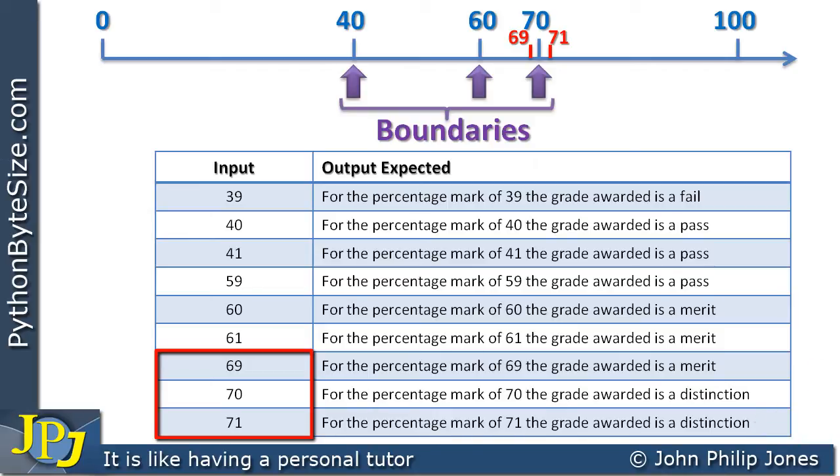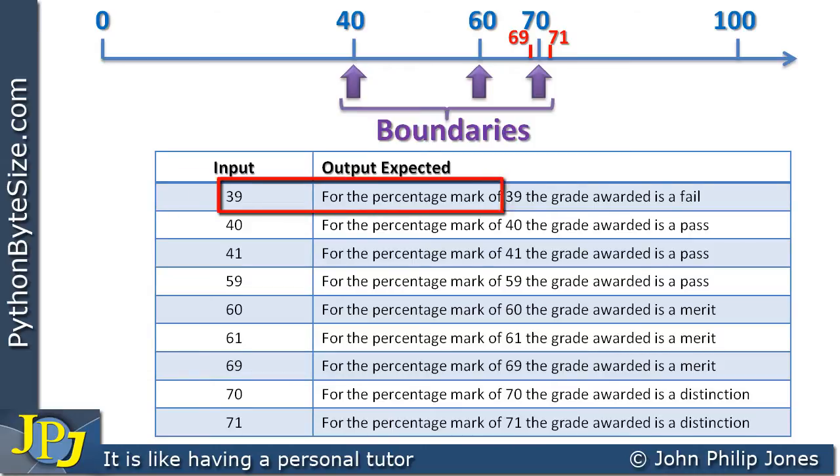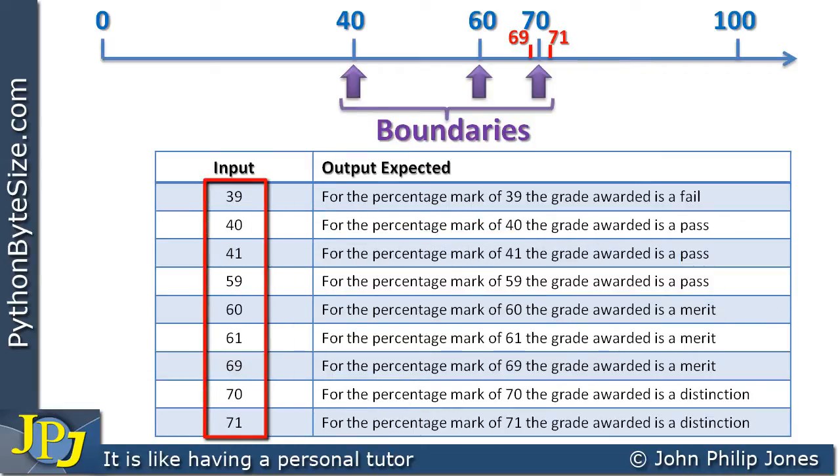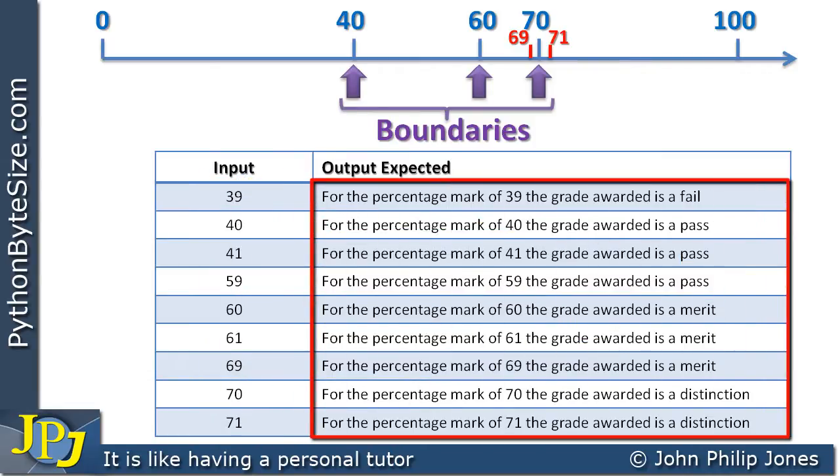And what I'm doing here, I'm saying what my program should be producing for each of these inputs. So for example, when I enter 39, I want the output to be, for the percentage mark of 39, the grade awarded is a fail. I'll just choose another one. Let's choose this one here. When we enter 59, I want the output to be, for the percentage mark of 59, the grade awarded is a pass. And we can look at all of those inputs and see what strings I'm suggesting the program has to produce.